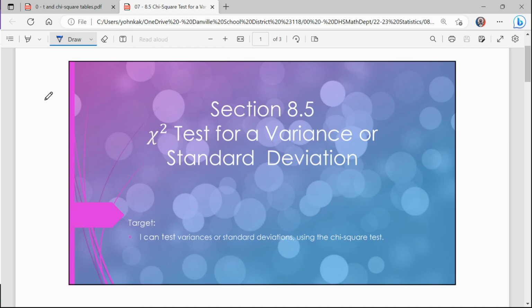Hey kids, welcome to section 8.5, chi-square test for variance or standard deviation. Today we're going to learn how to do a hypothesis test for variances or standard deviations using the chi-square test.